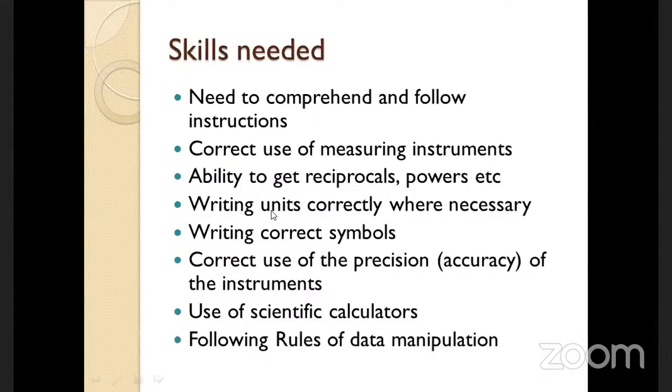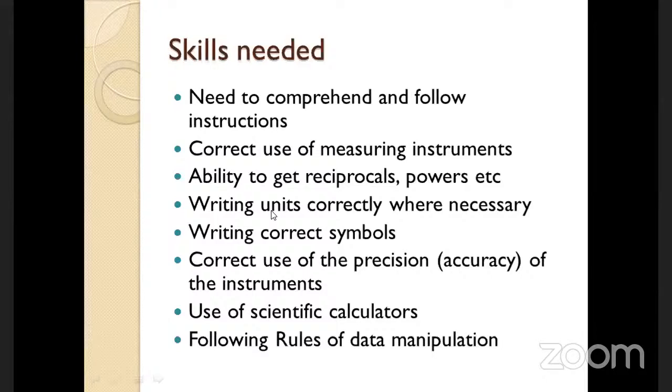Who can just give me an example of one measuring instrument that we commonly use in physics practicals? By putting up a hand, you can give me one example. Marvin. The vernier calipers. Very good.